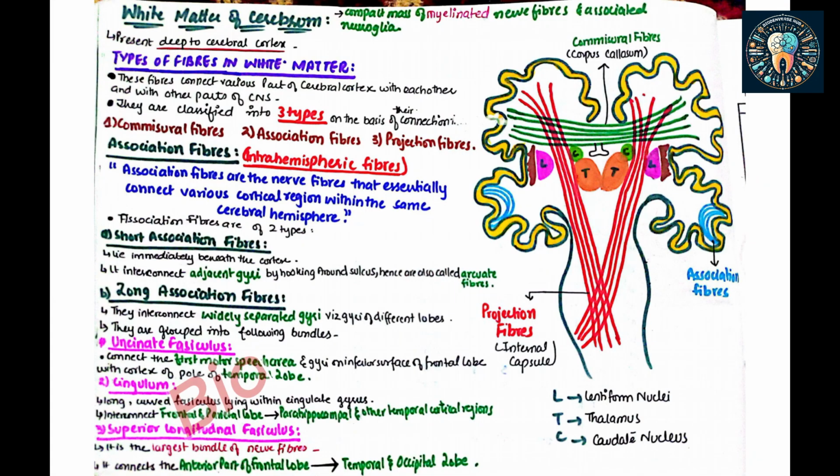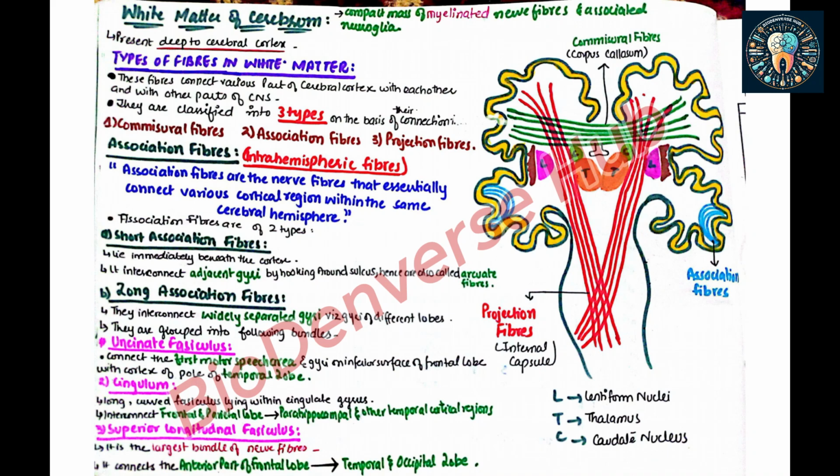First of all, they are present deep to the cerebral cortex. The types of fibers in the white matter are the fibers that connect parts of the cerebral cortex with each other and with other parts of the central nervous system. These fibers are classified into three types on the basis of their connection. The first is the commissural fibers, the second is the association fibers, and the third is the projection fibers.